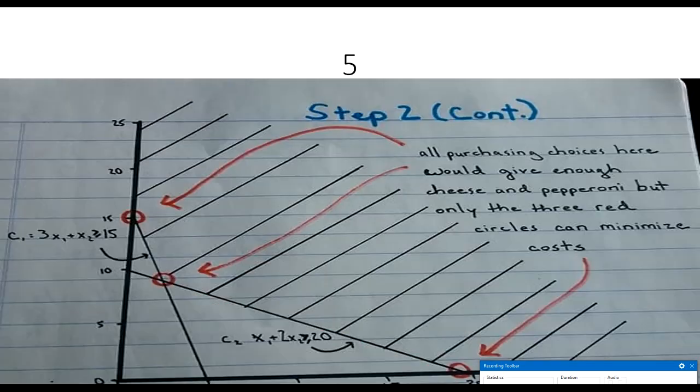Okay, moving on. Very quickly, we've highlighted these 3 key points. These are the purchasing choices that would give us enough cheese and pepperoni, but only these 3 red circles represent where costs are minimized. So our optimal choice is one of these 3 circles.